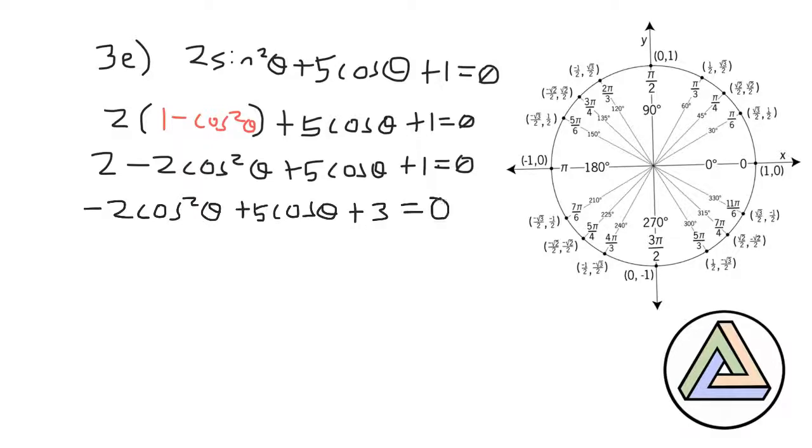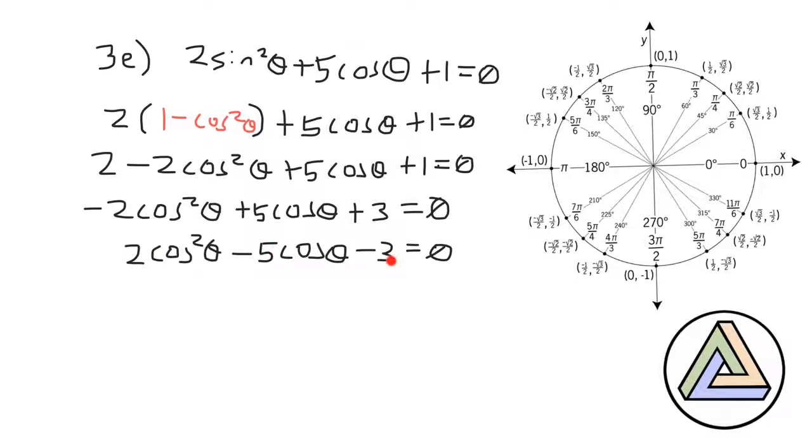equals 0. Now at this point, I do not like the negative here, so we're going to divide both sides by negative 1. Now by doing so, we end up with 2 cosine squared theta minus 5 cosine theta minus 3 equals 0. And then at this point, we want to know if this is factorable.